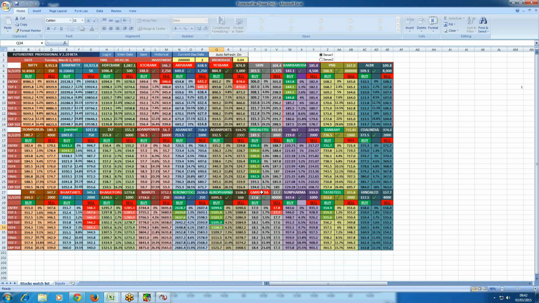Let's come back to our charts. See, the prices you are seeing, as I told you, are the spot market prices. You can trade in the spot market, you can trade in the futures, and you can even trade in the option segments with this particular application, that is your Futurestree. And I will even show you how to trade with the Tradingtree also. Let me open the charts.